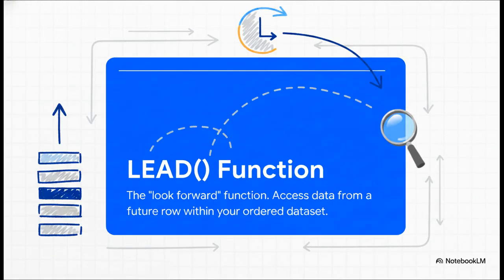And on the flip side, you've got lead, which does the exact opposite. It's like having binoculars to peek at the next row in your dataset. Now, this can be super useful for some things, but you have to be extremely careful here. Using information from the future to predict something in the past is a massive error called data leakage, and we'll talk more about that in just a second.